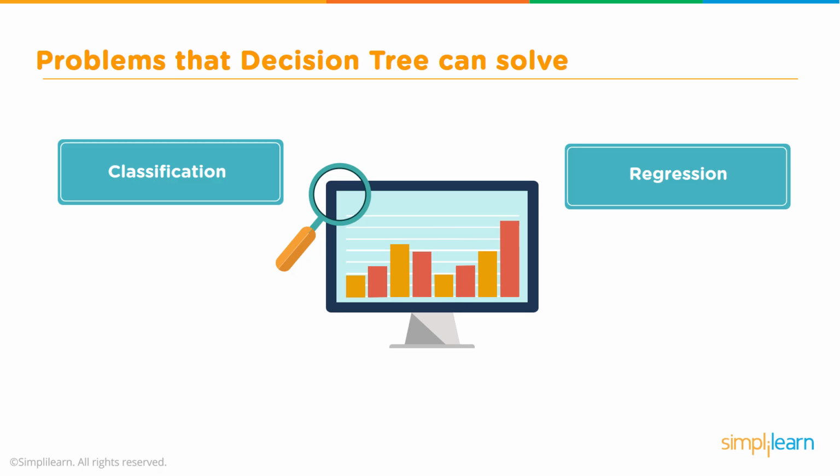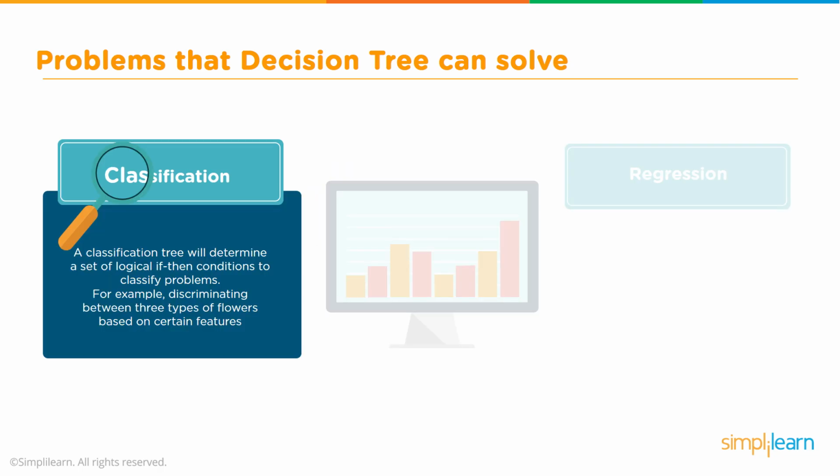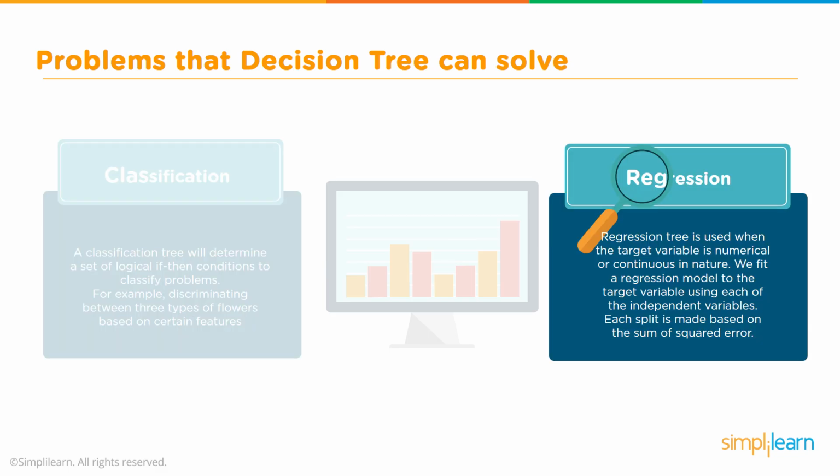Problems that a decision tree can solve. So let's look at the 2 different categories the decision tree can be used on. It can be used on classification, the true, false, yes, no, and it can be used on regression, where we figure out what the next value is in a series of numbers or a group of data. In classification, the classification tree will determine a set of logical if-then conditions to classify problems. For example, discriminating between 3 types of flowers based on certain features. In regression, a regression tree is used when the target variable is numerical or continuous in nature. We fit the regression model to the target variable using each of the independent variables. Each split is made based on the sum of squared error.